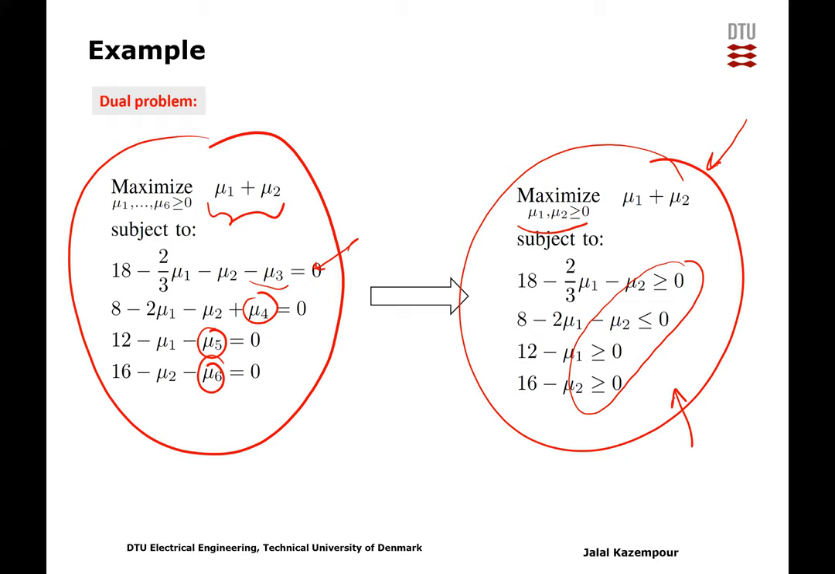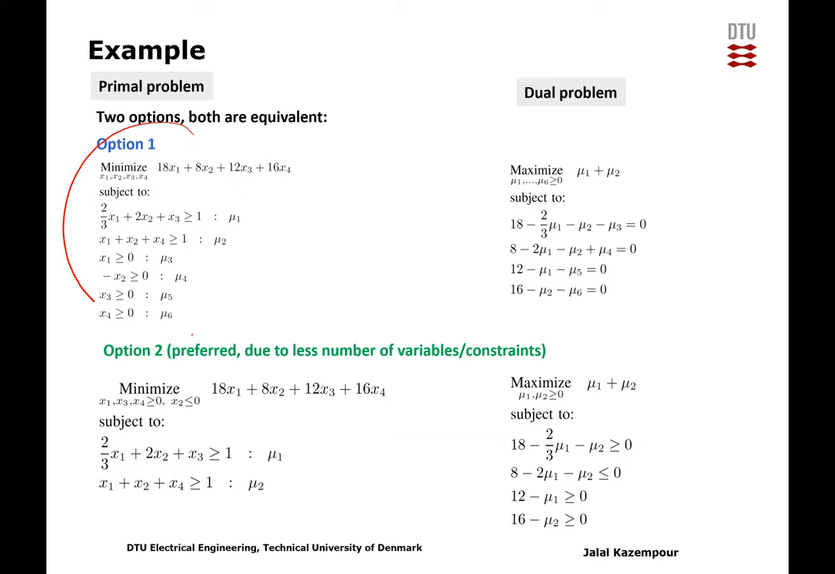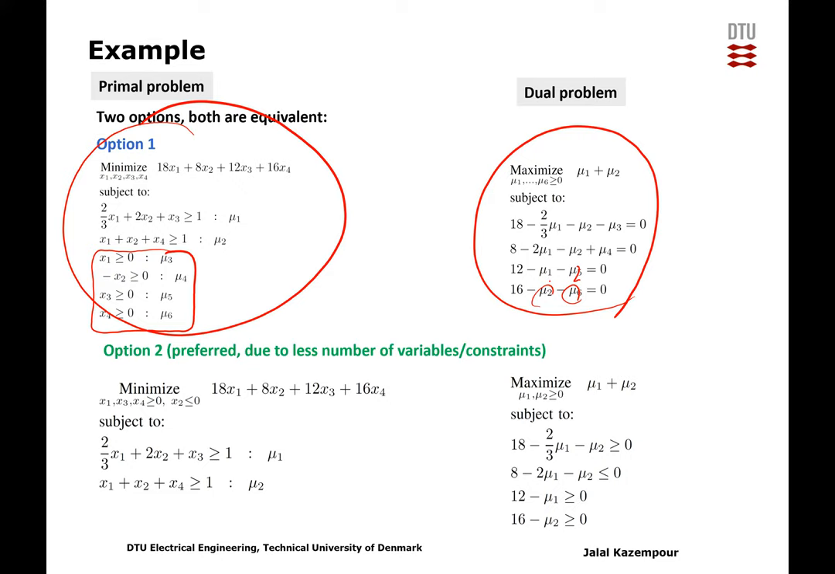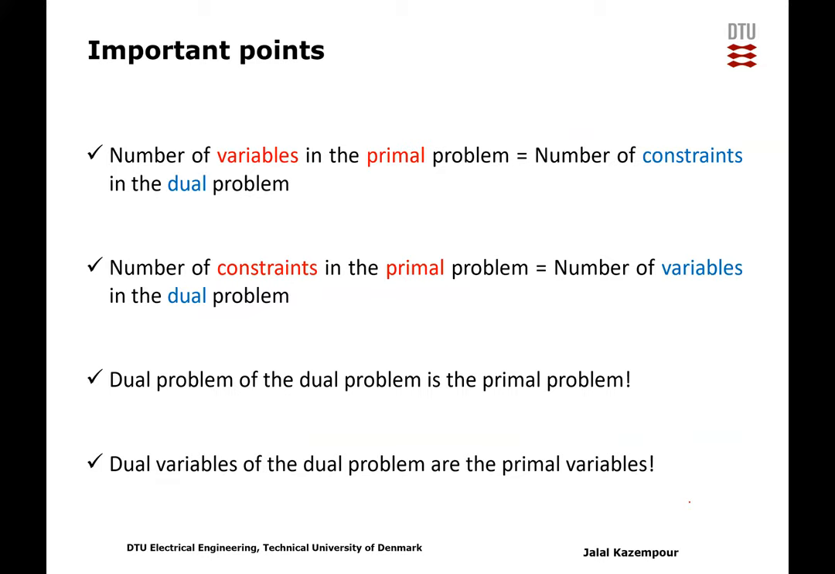So option one: this is your primal problem. You write all your non-negativity conditions as constraints, so you have a dual problem with six dual variables. Or, in a more elegant way, just write your two constraints, put the non-negativity conditions here, and derive a dual problem with only two dual variables. I prefer this. Sorry for the long lecture.